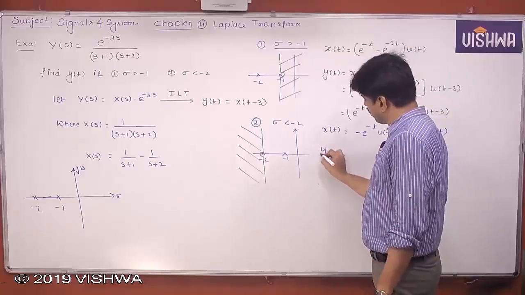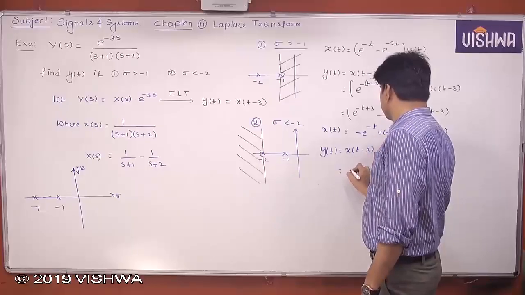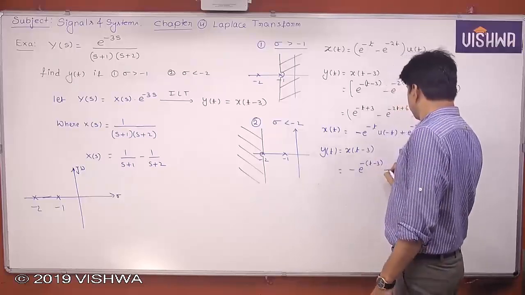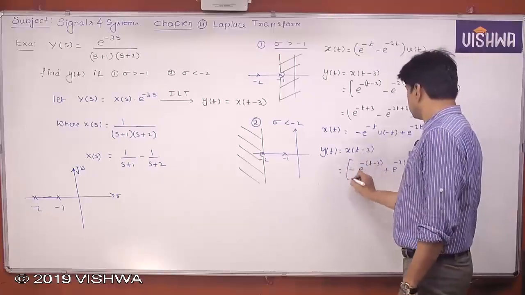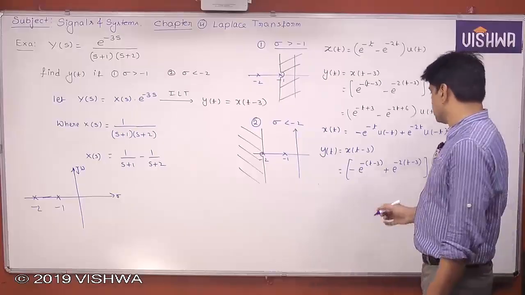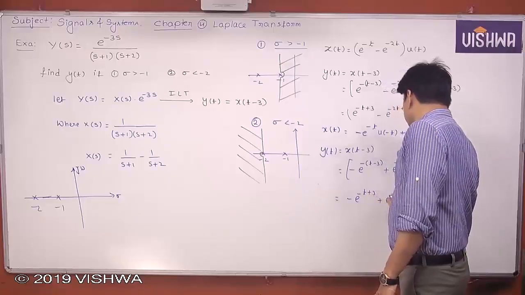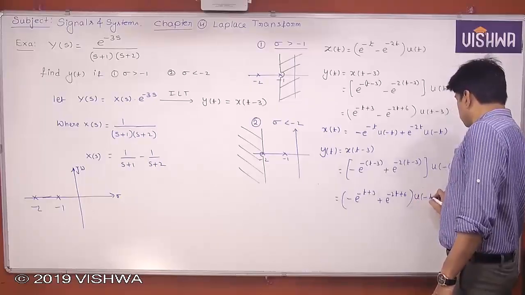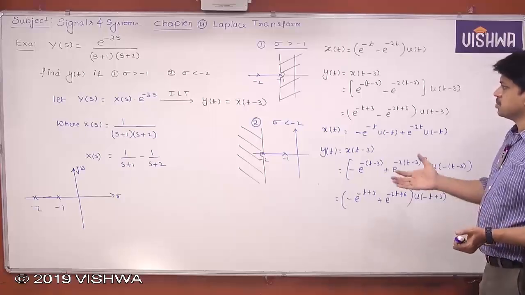So from this we can write y of t, which is x of t minus 3. That is minus e power minus of t minus 3 plus e power minus 2 t minus 3, u of minus of t minus 3. So this is what we are going to get: minus e power minus t plus 3 plus e power minus 2t plus 6, u of minus t plus 3. So this is what we are going to get. Clear? Take it.